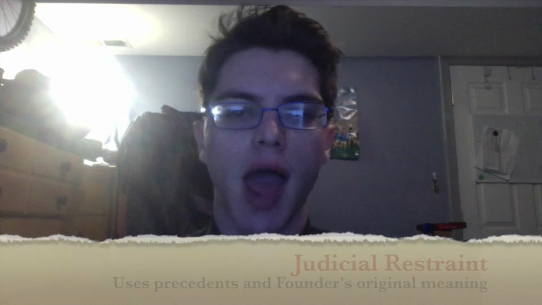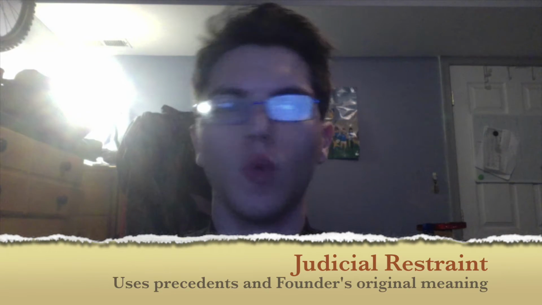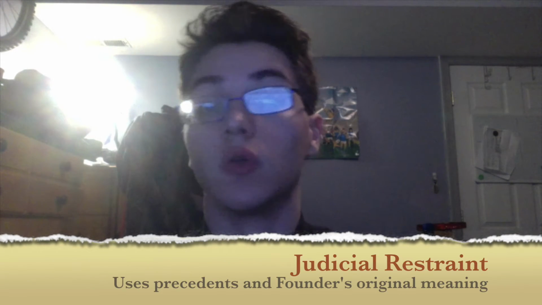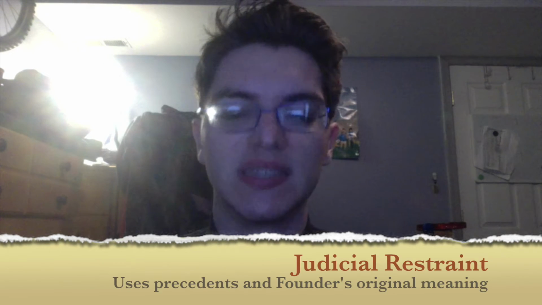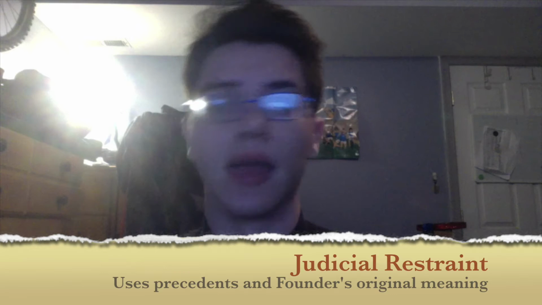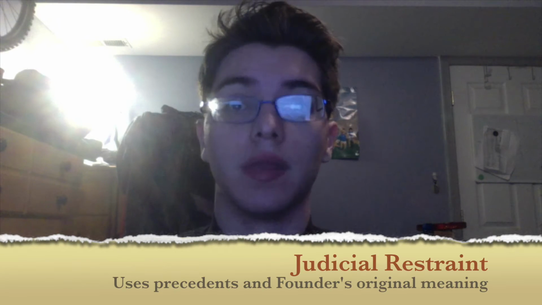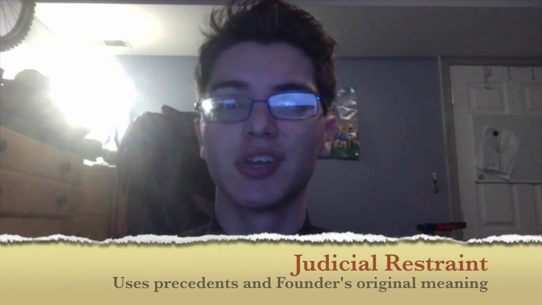In the federal court system, there are two main philosophies: judicial restraint, which advocates that the Supreme Court should only use past court decisions, also known as precedents, and the framer's original meaning when deciding cases. Their reasoning, and something Scalia would champion, is that change should not come from the judicial branch, but should come from the elected bodies such as Congress and the President through amendments and laws.